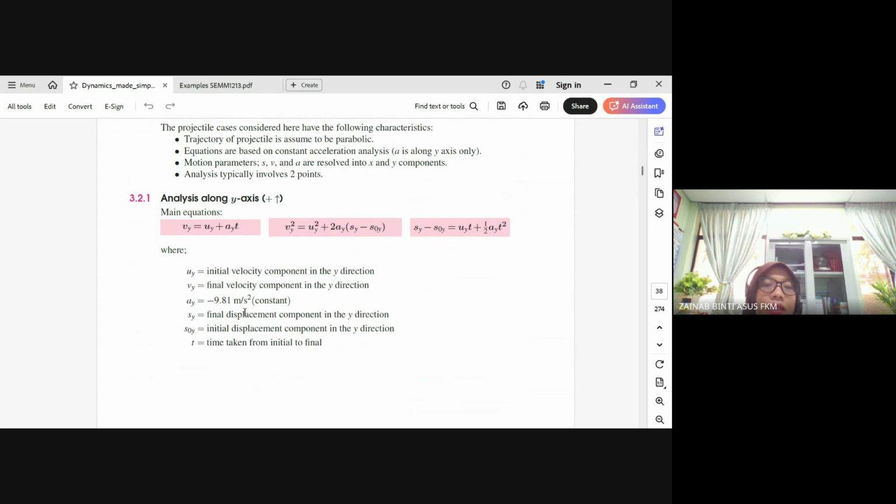And t is the time taken from initial to final. Initial means the starting point, and final is the point that we want to analyze. Initial to final. Then you have the second equation, this one here.